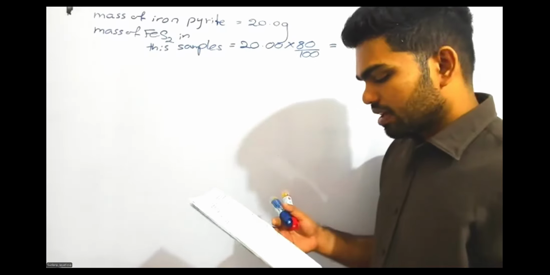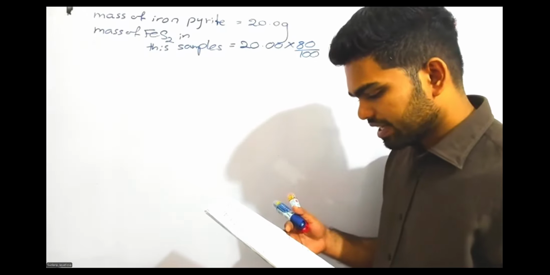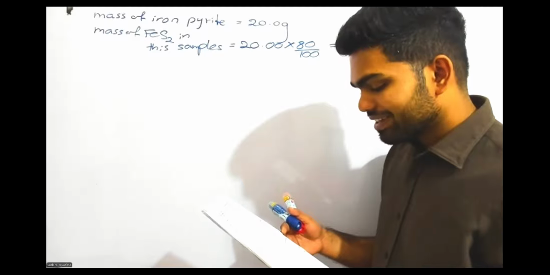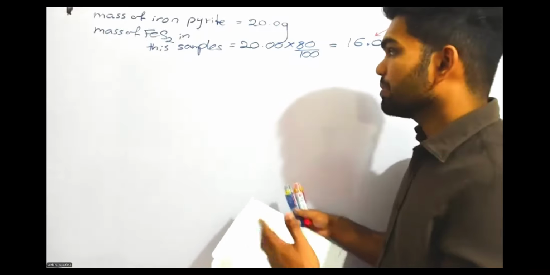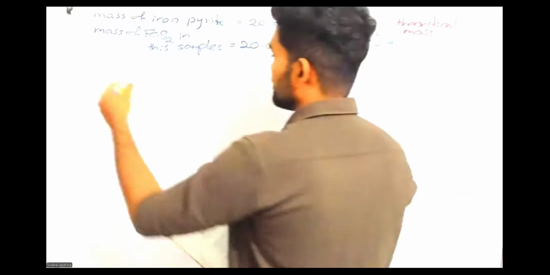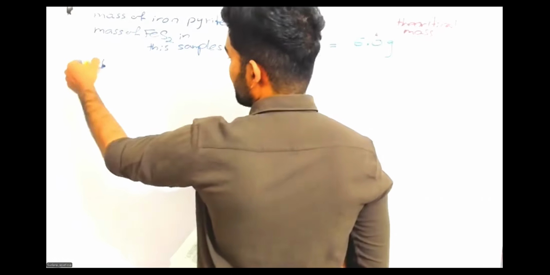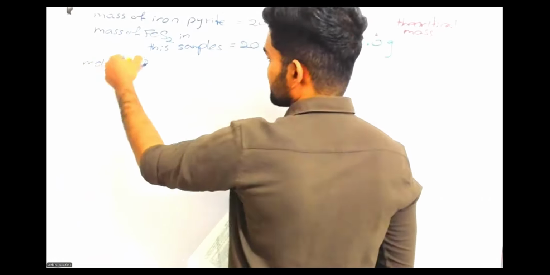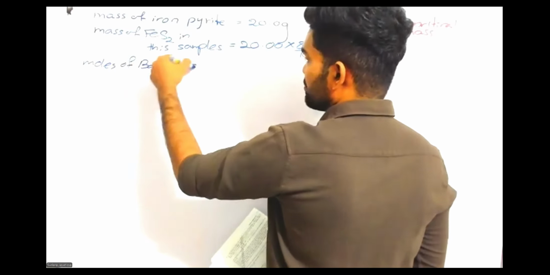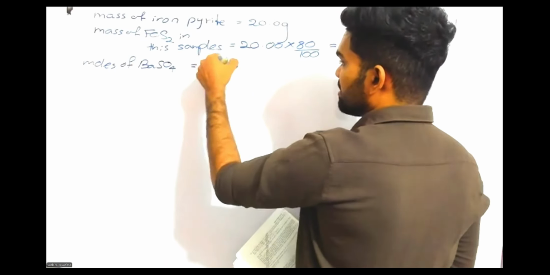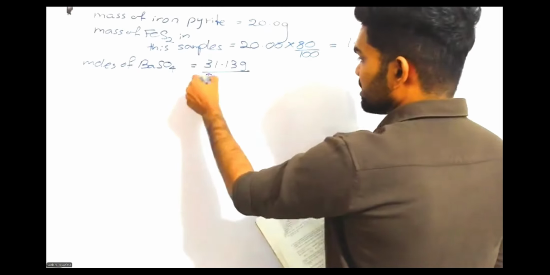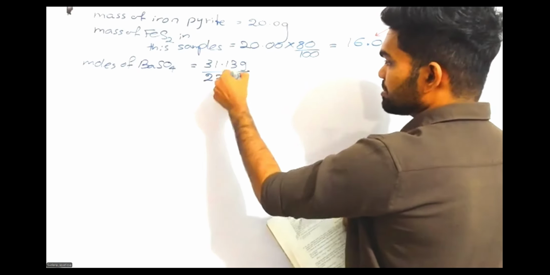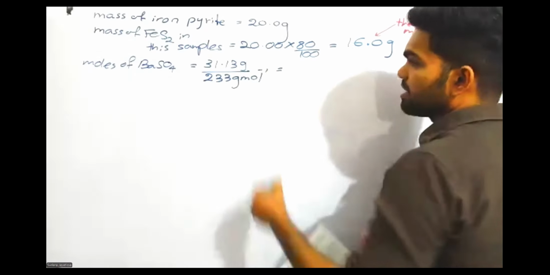Okay, it's telling we obtain 31.13 grams of barium sulfate. Now let's find out moles of barium sulfate obtained. Moles of BaSO4. So 31.13 grams divided by 233 grams per mole. This was the molar mass of barium sulfate.